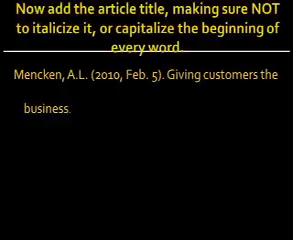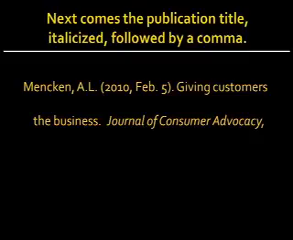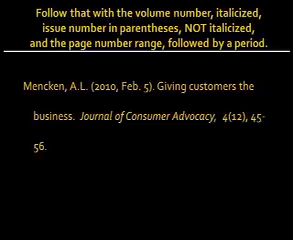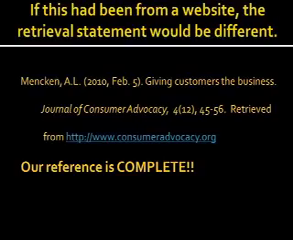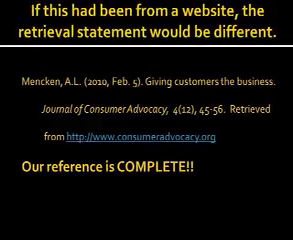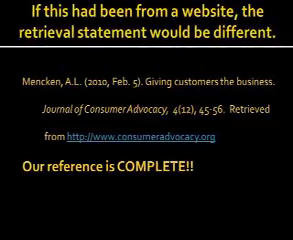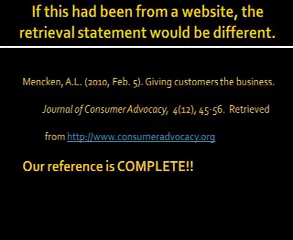Then we add the article title. It is not italicized and not every word is capitalized. Next comes the publication title. It is italicized and followed by a comma. An italicized volume number comes next, then the issue number in parentheses, followed by a comma, the page range of the article, and then a period. If the article had a document information number, that would be included at the end of the citation. Moreover, had this information come from a website, the retrieval information would have included the URL or web address. A retrieval date is only necessary if the content of a website changes regularly.